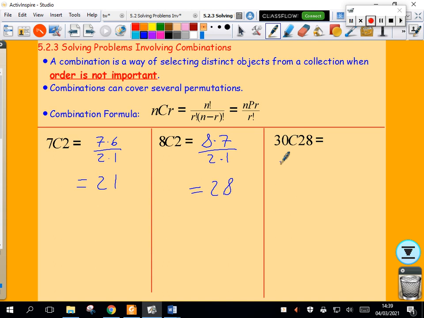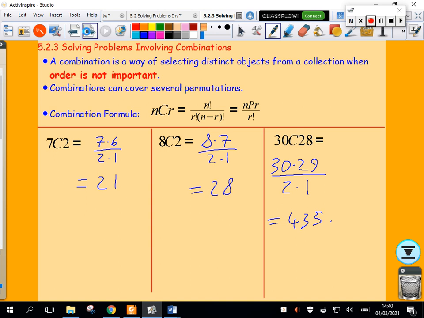30 choose 28. Well, I know that's going to be 30 by 29 all over 2 by 1. There's going to be 2 terms in the top divided by 2 by 1. How am I getting that? Again, write out the formula. Look for any cancellations. 30 by 29 over 2 by 1. Okay, and you can plug that into your calculator if you want. The original thing, 30 shift choose 28 equals 435. Okay.